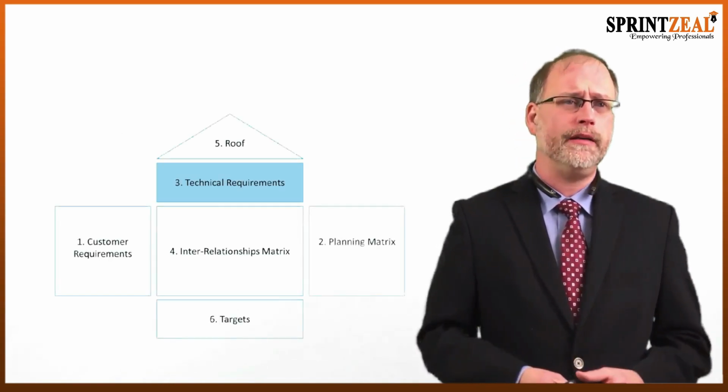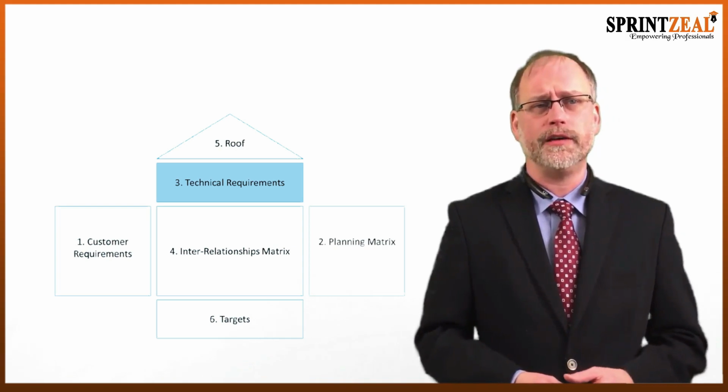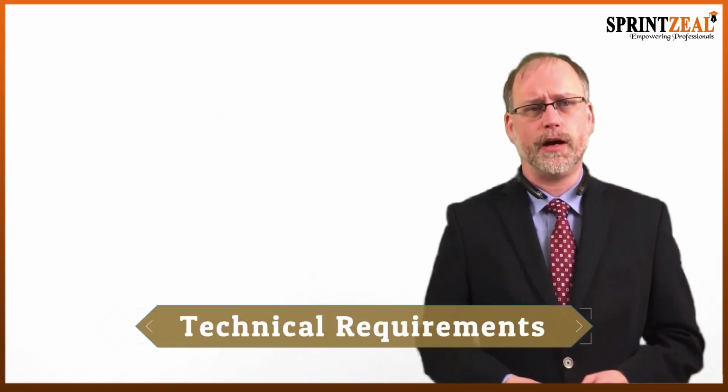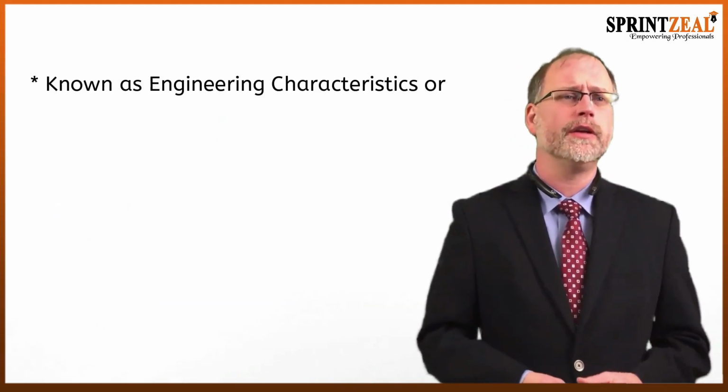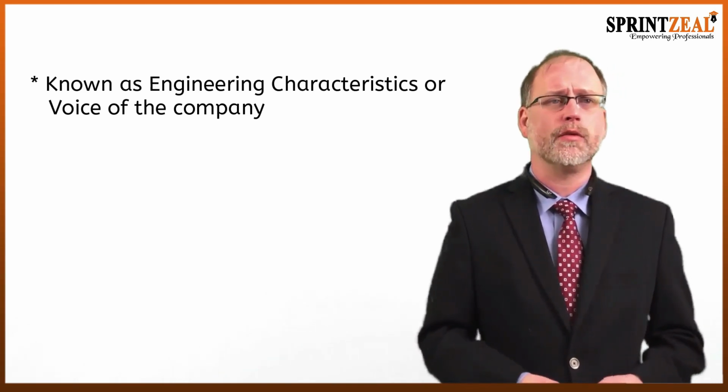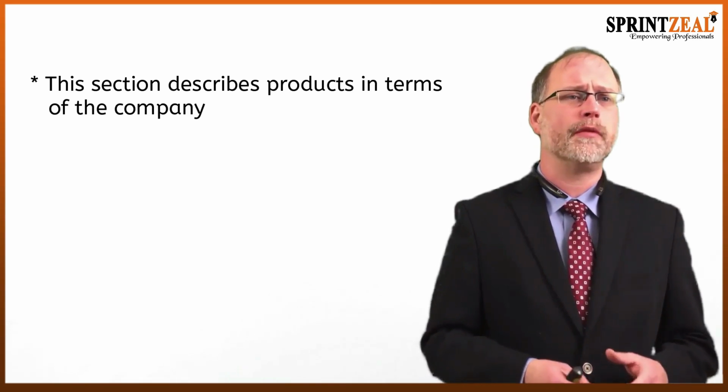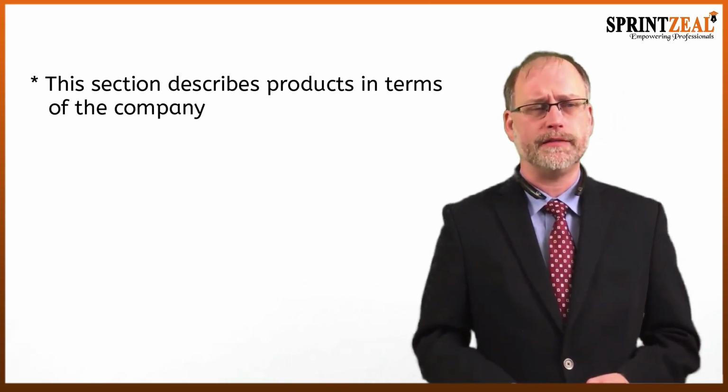Now, step 3, this is the third part of the House of Quality matrix, which is technical requirements. It is also known as engineering characteristics or voice of the company. This section describes the product in terms from the company's perspective.